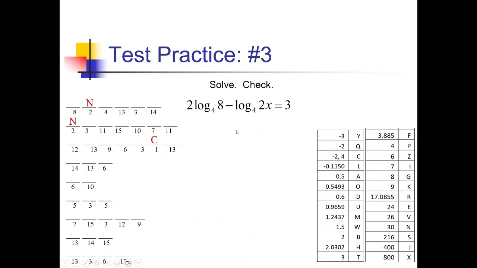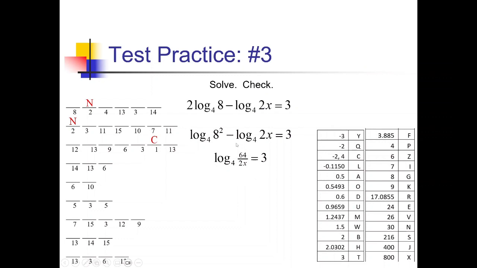For number 3, let me start by popping in this 2 into the log here so I can prepare to get these logs together. So that's going to be 8 squared in there. And now since I'm subtracting these, I can combine them into one log by dividing the things inside. So this 8 squared, or 64 I can write that as, I'll have 64 over 2x inside log base 4. Still have that 3 over on the right side.